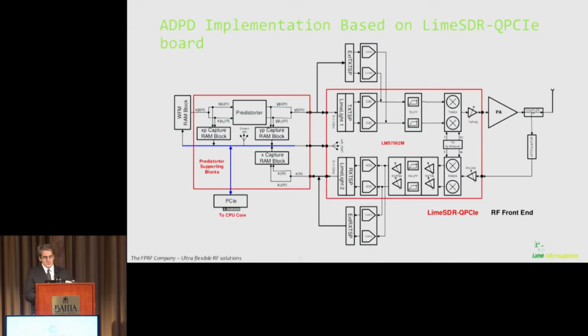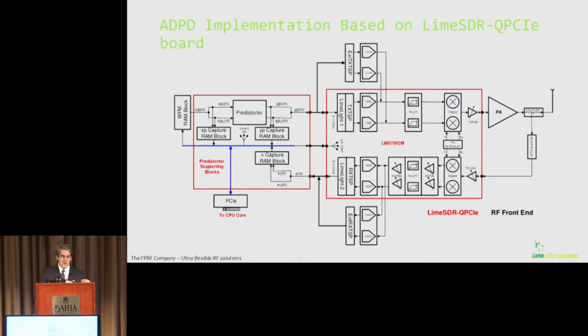Implementation. We have implemented our ADPD algorithm for PA linearization on our LimeSDR QPCI Express board. This board is basically a 4x4 MIMO board, and it offers many possibilities. It covers a very wide frequency range, up to 3.8 gigahertz.